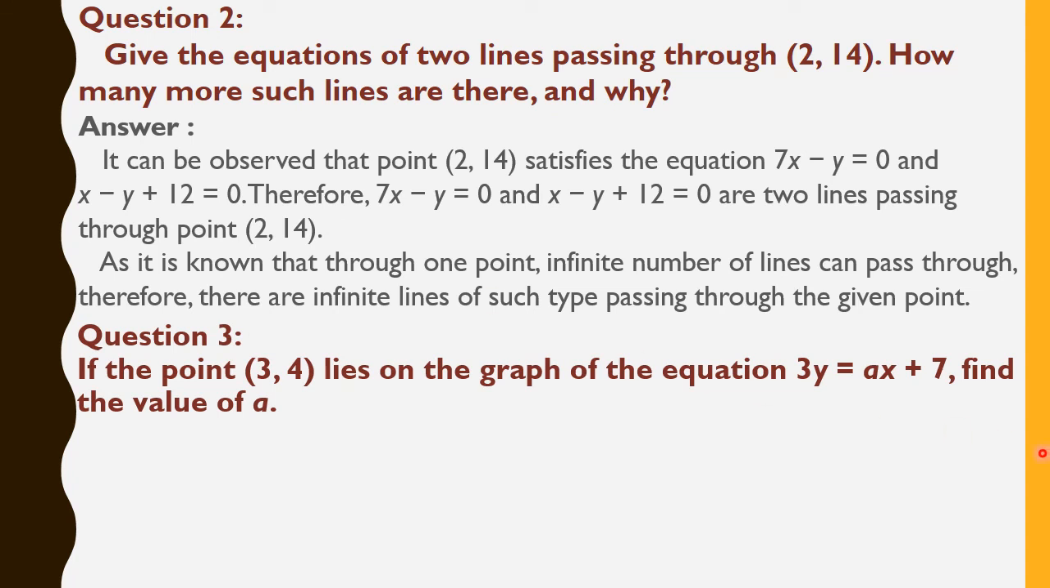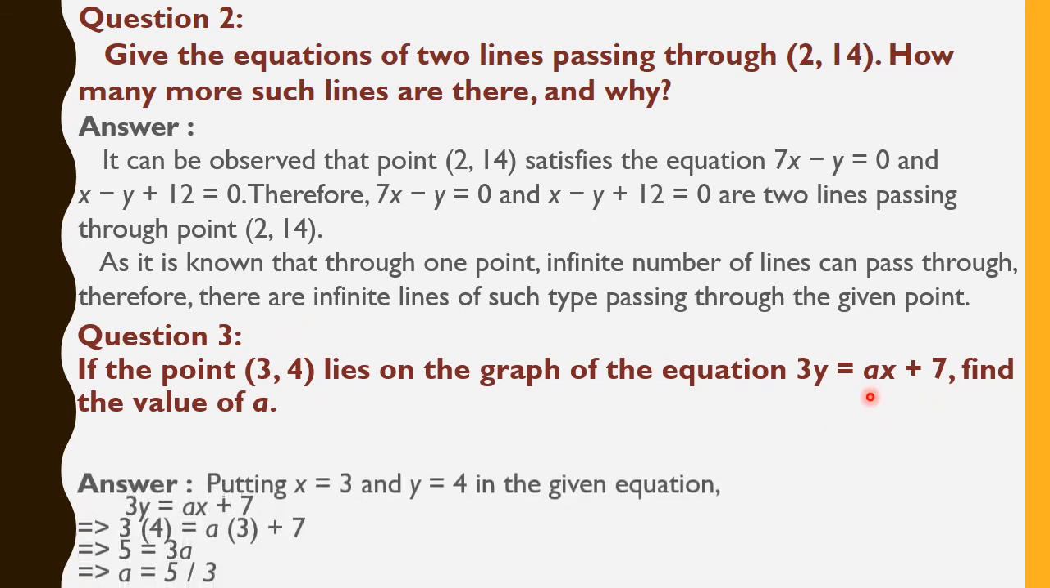Question number 3. If the point (3, 4) lies on the graph of the equation 3y = ax + 7, find the value of a. Simply, we'll put these values of x and y in this equation and we will get the value of a.